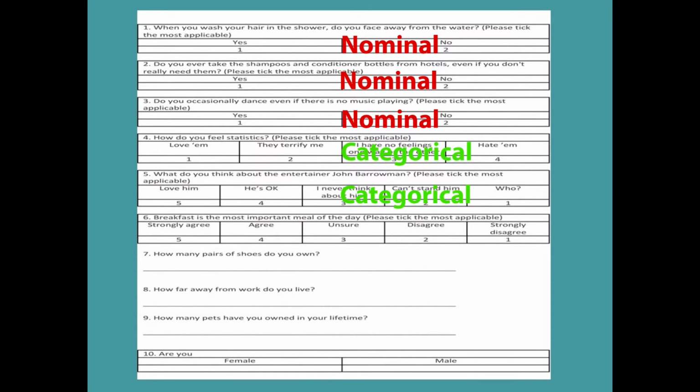Breakfast is the most important meal of the day. Strongly agree, agree, unsure, disagree, strongly disagree. And then we've got how many pairs of shoes do you own, how far away from work do you live, how many pets have you owned in a lifetime, and are you male or female? So we've got nominal, we've got categorical, and we've got ratio data on there.